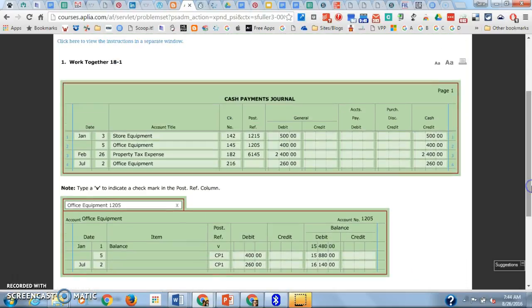Okay, so we have that done. You can go ahead and do the on your own and probably the 18.1 application as well.